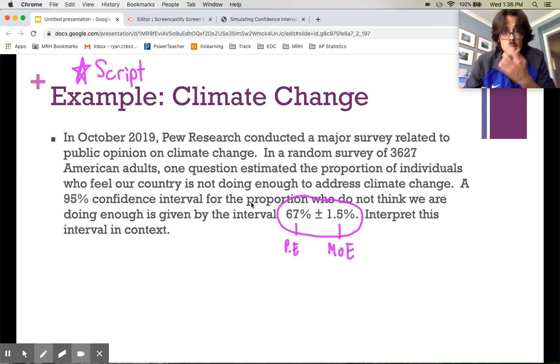So what this tells me, when I see this result right there, is when they talked to their 3,600 people in their group, 67% said, no, we're not doing enough. So the point estimate is probably what they actually got from their survey. But then they did fancy math that we haven't learned yet, and they built this margin of error, which says, hey, my 67% could be off by as much as 1.5% in either direction. Okay? Where the 1.5 comes from, we'll talk about later.